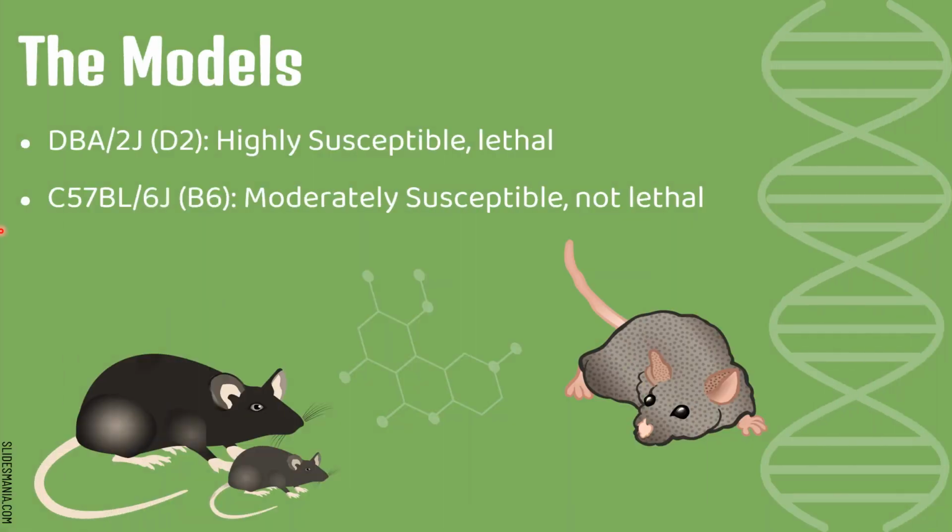Earlier, I said that inbred mouse models had been used in this study. There were two different strains of mouse models, the DBA2J mice models, or D2 for short, and the C57BL6J models, or B6 for short. These two strains are two of the most commonly used inbred mouse strains in neuroscience research.